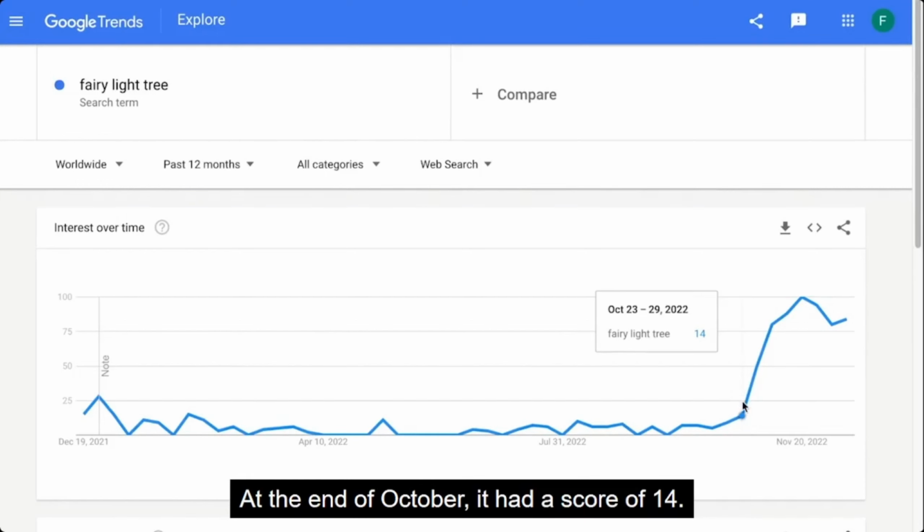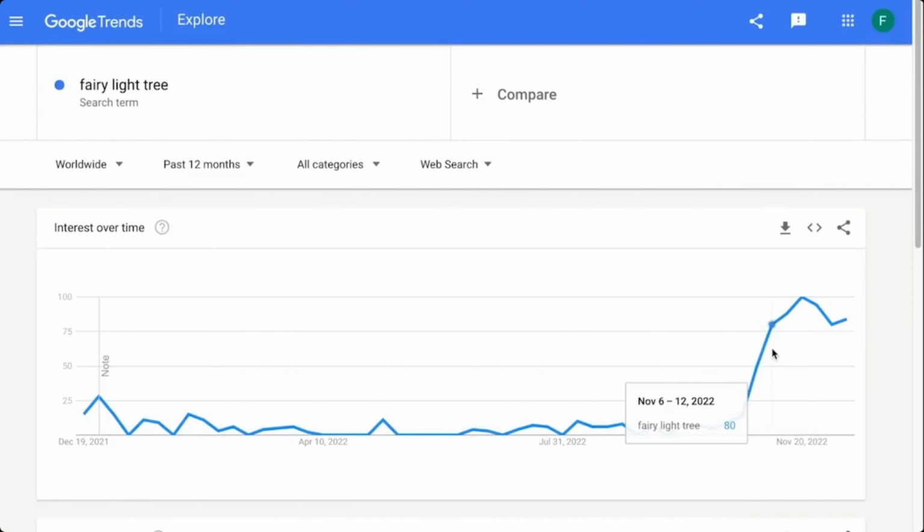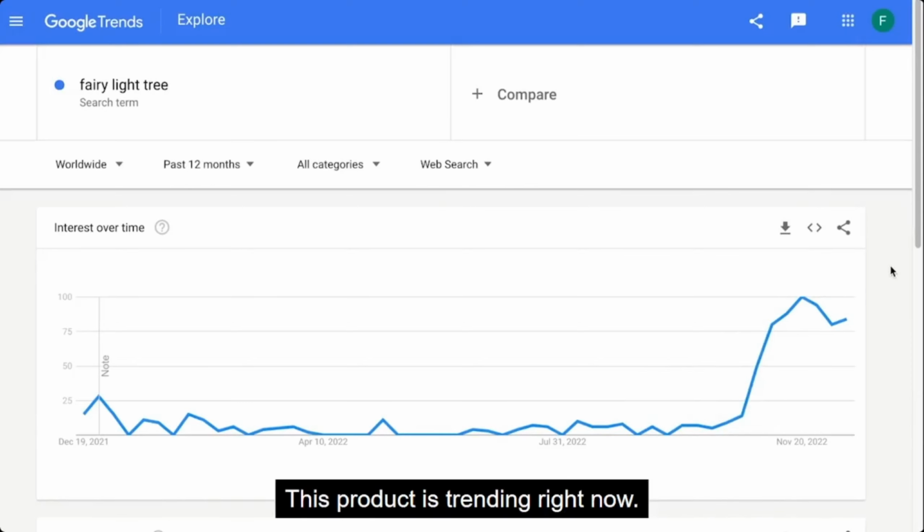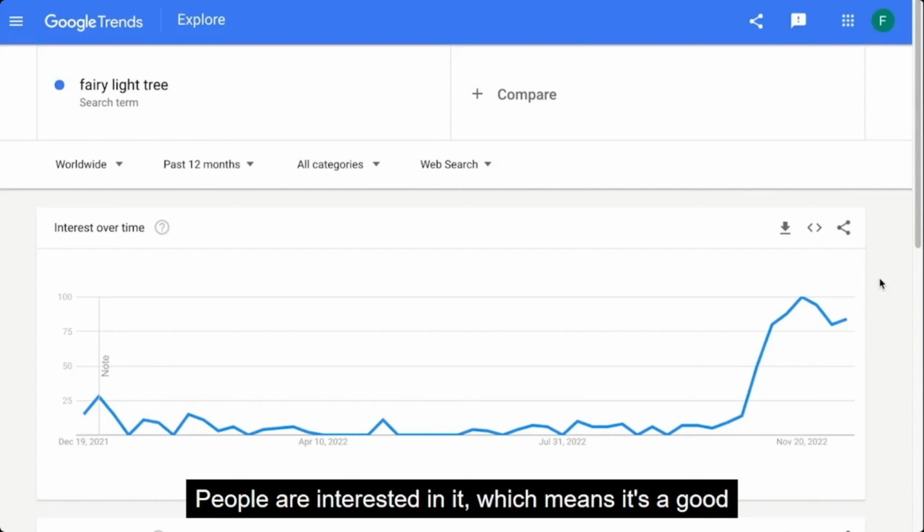At the end of October, it had a score of 14. Within the next 2 weeks, it went up to 100. So you can see here, this product is trending right now. People are searching for it. People are interested in it, which means it's a good product to sell.